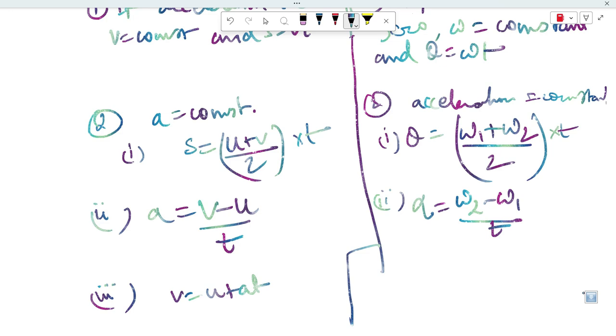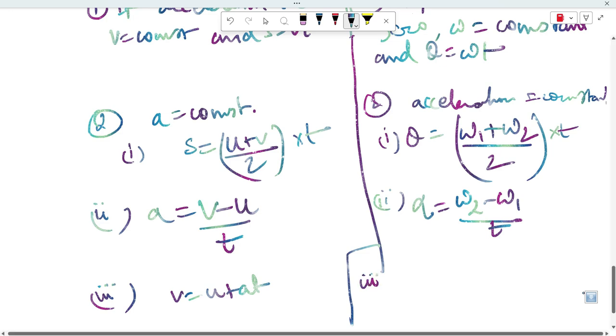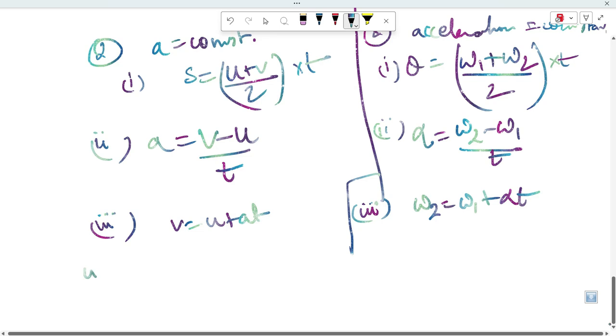So in terms of rotational motion, I can write that omega 2, the final angular velocity, is equal to the initial angular velocity omega 1 plus alpha into t. Point number 4: here I am writing the second equation of motion, which is more famous, known as s is equal to ut plus half at square, Newton's equation of motion.